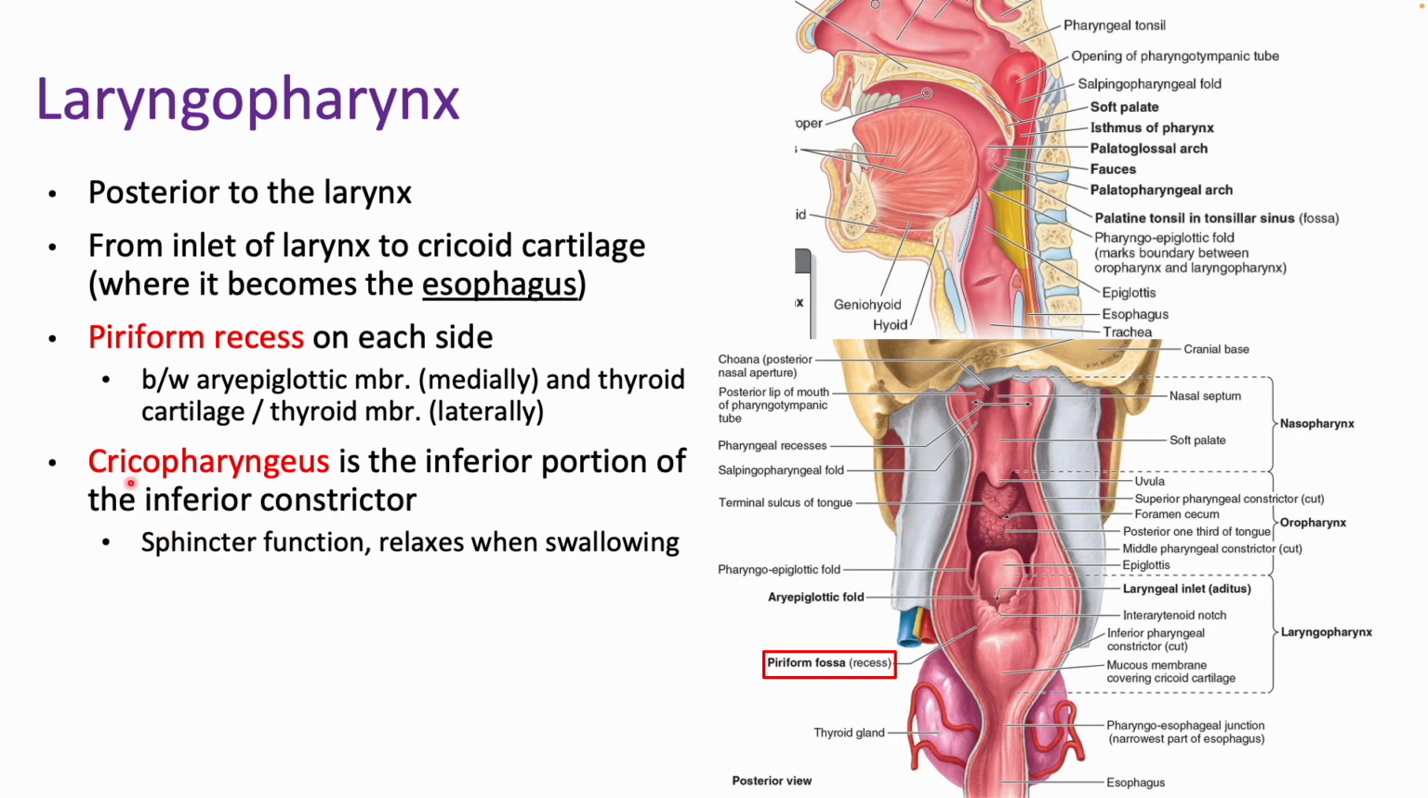Here we can also see the cricopharyngeus, which is in the inferior portion of the inferior constrictor muscle. So we have our constrictor muscles lining this, and in the inferior portion of the inferior constrictor muscles, so really far down, we're going to have our cricopharyngeus. That's a muscle with a sphincter-like function that will relax when swallowing. And we'll revisit that in a second.